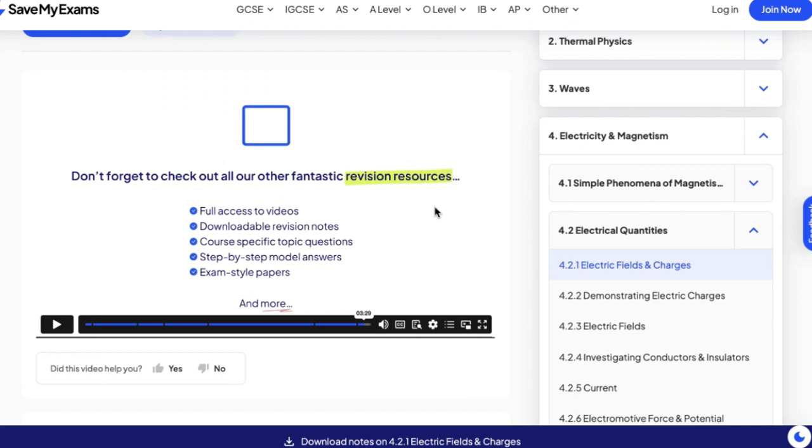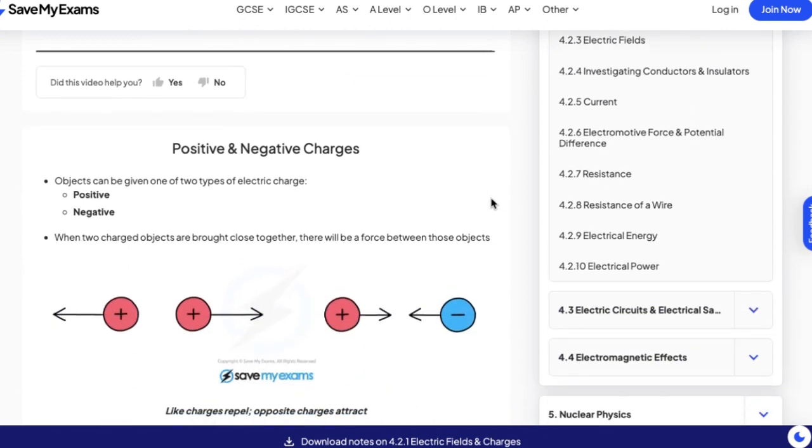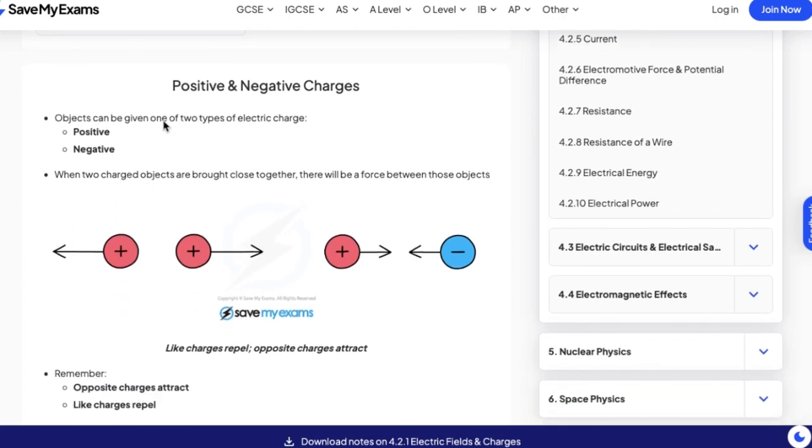Like charges repel each other, and unlike charges attract each other. And then we also establish some of these things, so this is what we want to go through quickly. We said when you take a look at atoms, they have positive and negative charges. So objects can be given one of these types of electric charge: either the object is positively charged or the object is negatively charged.